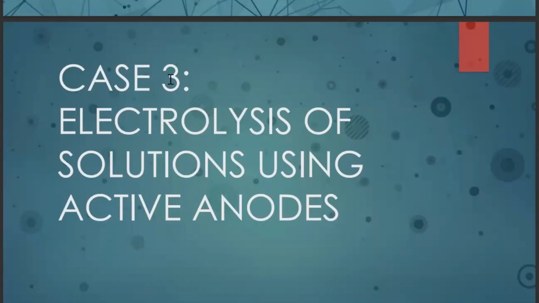So this is what we were doing. We were doing the third case where we are dealing with active electrodes, or active anodes, right? Till now we have focused on the electrolytes, whether the electrolytes are molten or aqueous electrolytes. Aqueous electrolytes can be either dilute or concentrated.